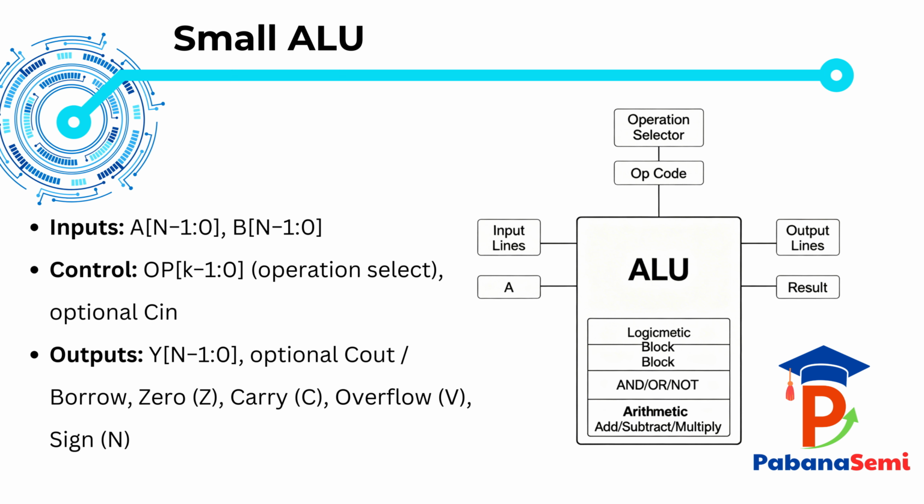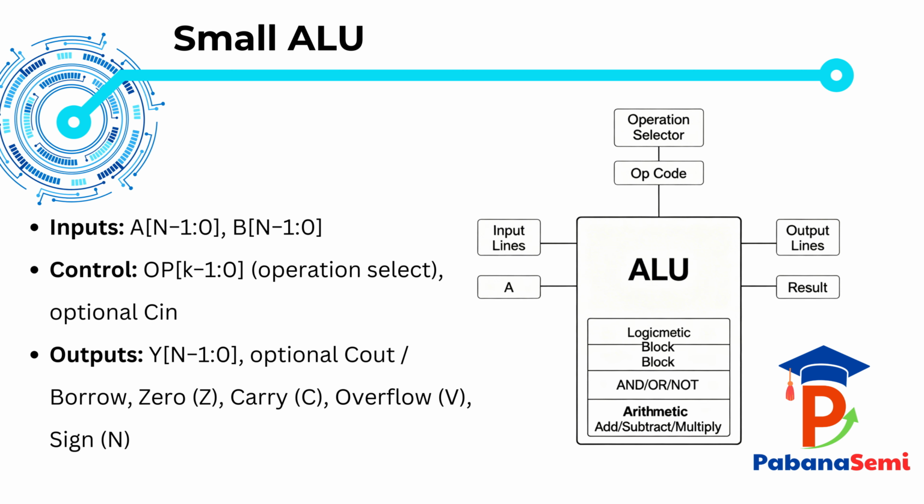Now the main output is Y[n-1:0], which is the computed result. But a real ALU also generates important status flags. Carry or borrow indicates carry out for addition or borrow for subtraction. Zero, Z, becomes 1 when the result is all zeros, very useful for equal checks. Carry, C, shows an unsigned overflow or carry condition. Overflow, V, indicates signed overflow.